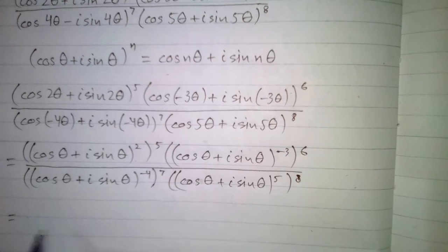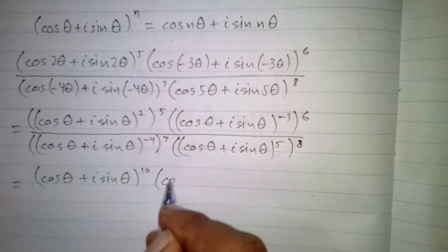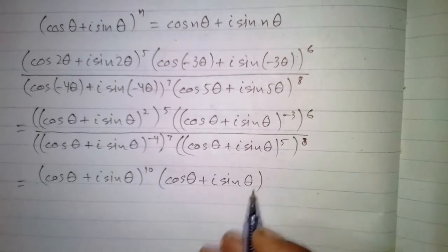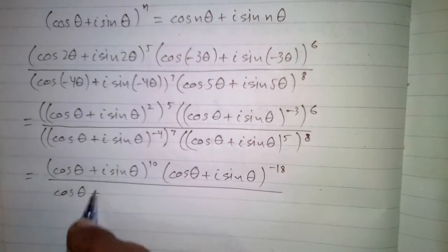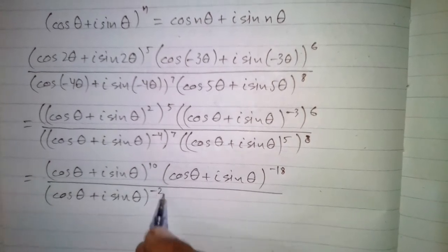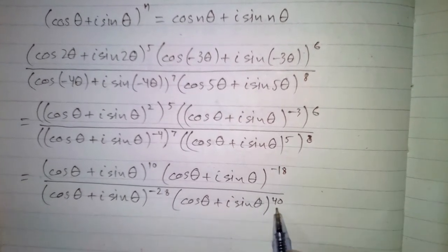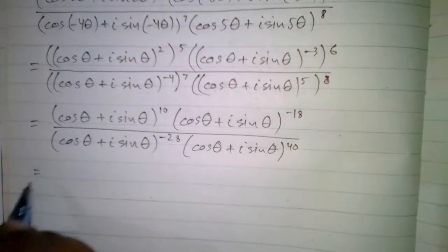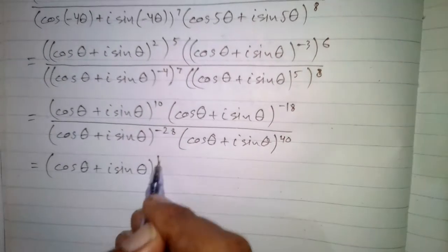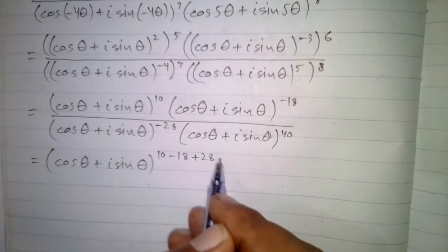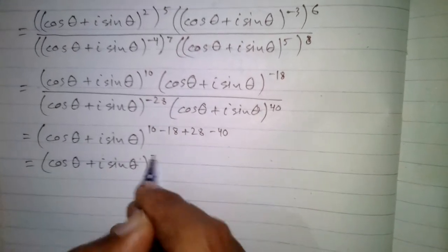Now we can multiply this 2 and 5, so we have (cos θ + i sin θ) raised to the power 10, then (cos θ + i sin θ) raised to the power −18, −3 multiplied by 6 is −18, and then (cos θ + i sin θ) raised to the power −28, and then (cos θ + i sin θ) raised to the power 40, 5 multiplied by 8 is 40. Now we will apply the rule of indices. So we have (cos θ + i sin θ) raised to the power 10 − 18 + 28 − 40 (hence −20), and this will be equal to (cos θ + i sin θ) raised to the power −20.